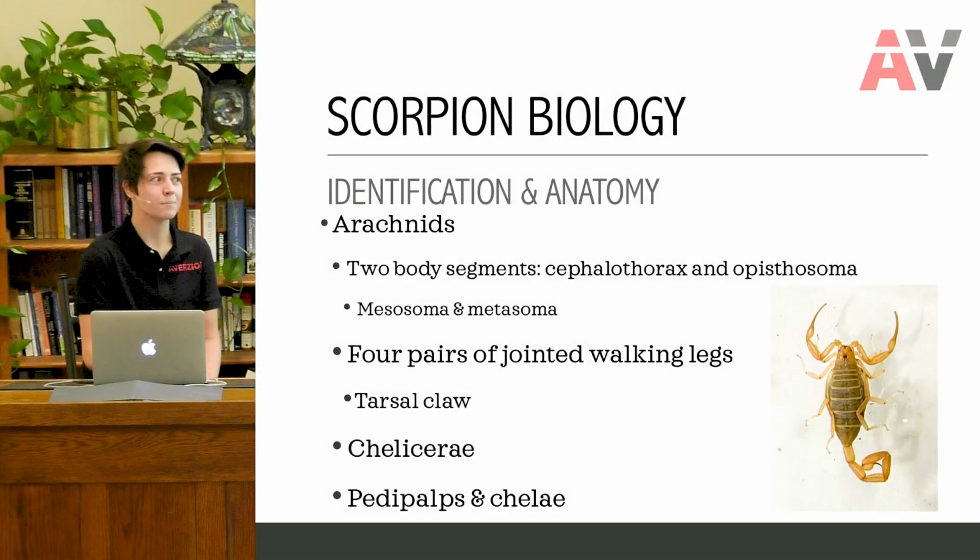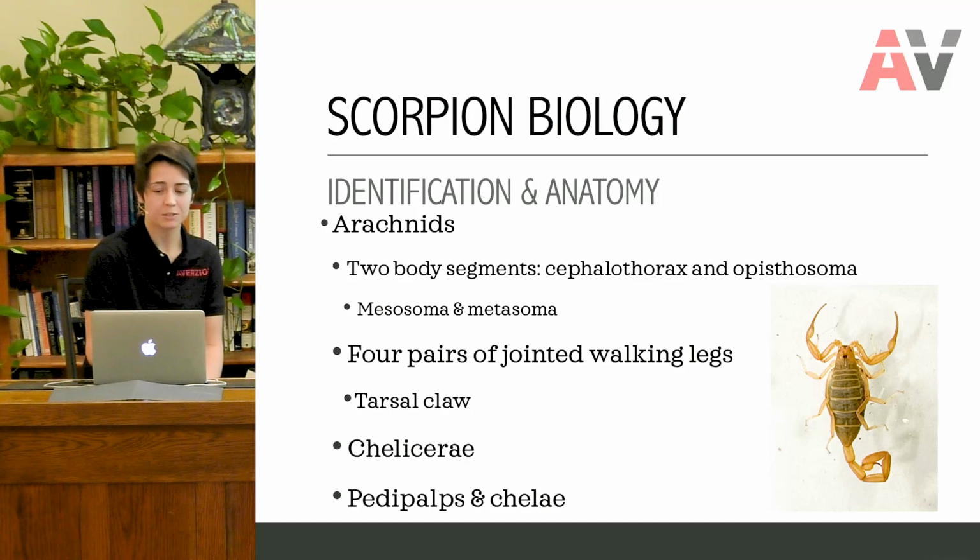So starting off, we're going to jump into some identification and anatomy of scorpions, just in general. Scorpions are arachnids. They're not insects. They are really closely related to spiders, mites, and ticks, anything else in that arachnid class. So they do share a lot of characteristics with other arachnids. The main defining characteristic would be these two body segments, the cephalothorax and the opistosoma.